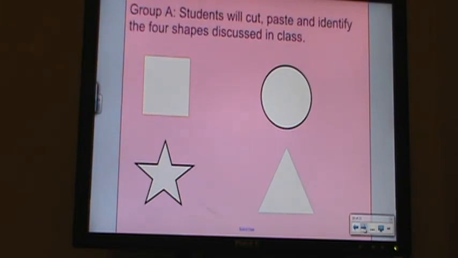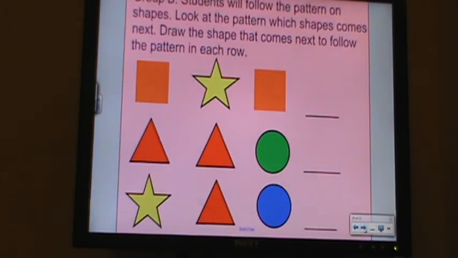Then we are going to be moving on to group B. This is the intermediate group. This is the group of students that needs some help from the teacher but are somewhat able to work by themselves. I will be giving the students a worksheet where they will be asked to follow the pattern and draw the shape that comes next.